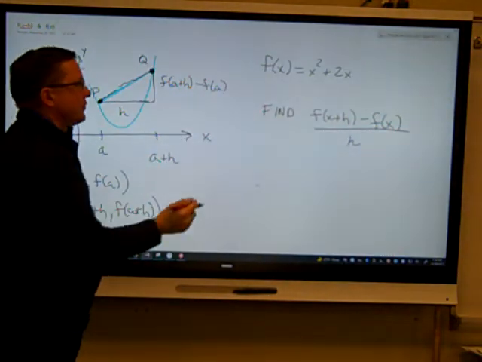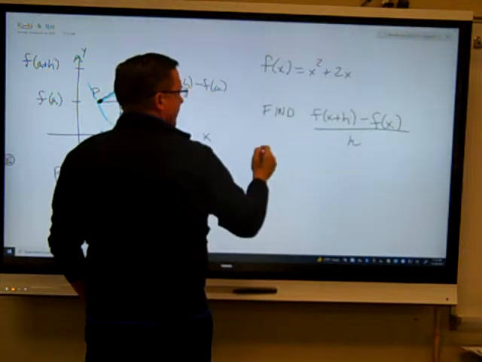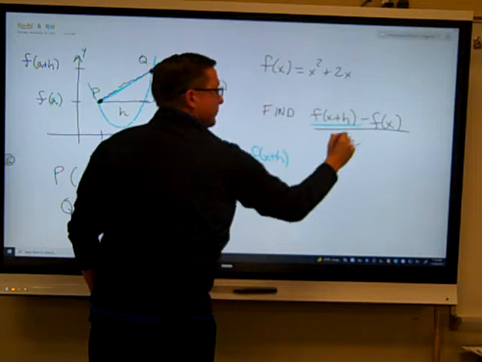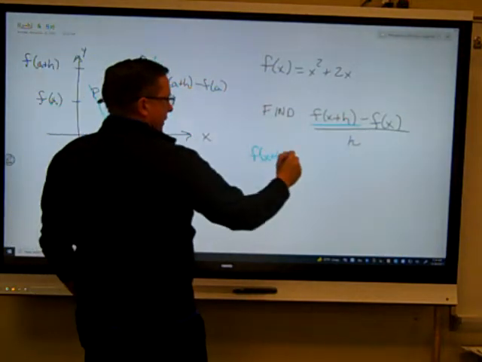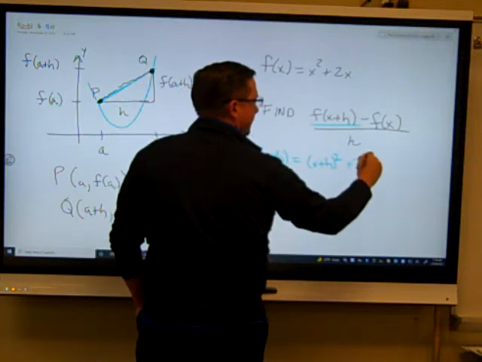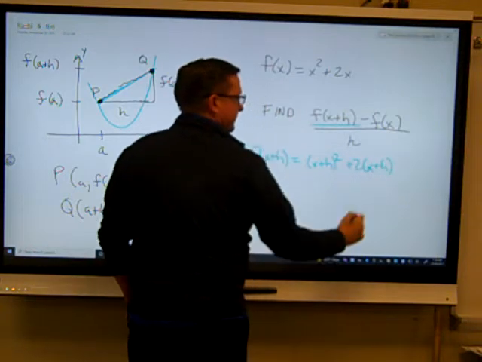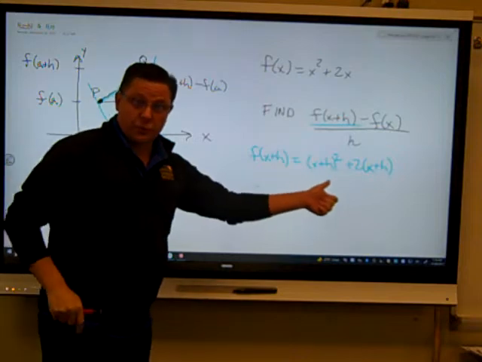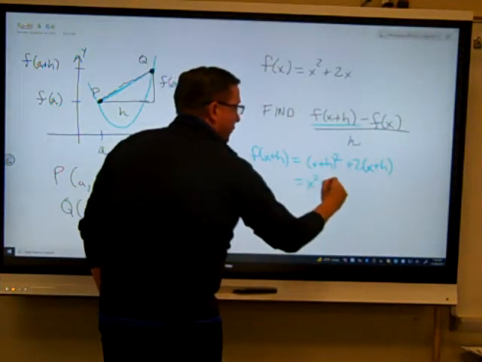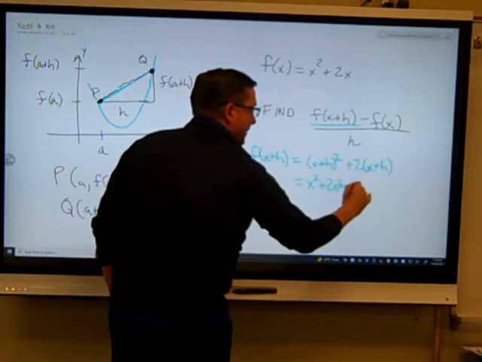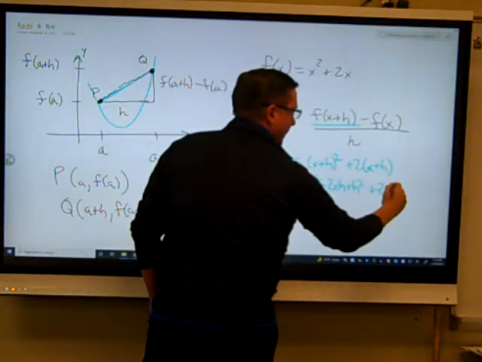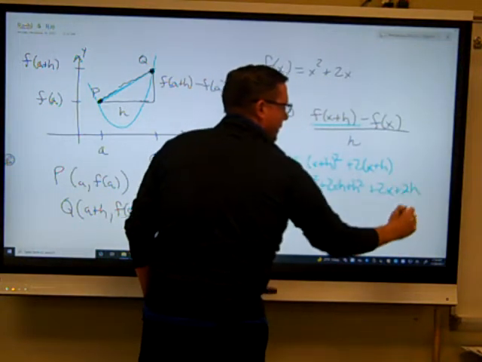So I'm going to do this by parts because we're going to have to know f of x plus h, right? So we'll do that, and I'll underline it in blue here. So that's x plus h squared plus 2 times x plus h this time. All right. Binomial squared is going to be a trinomial. And I'm going to get x squared plus 2xh plus h squared. We also know when we distribute the 2, we're going to get 2x plus 2h.